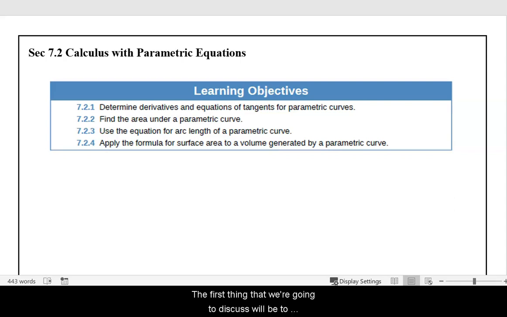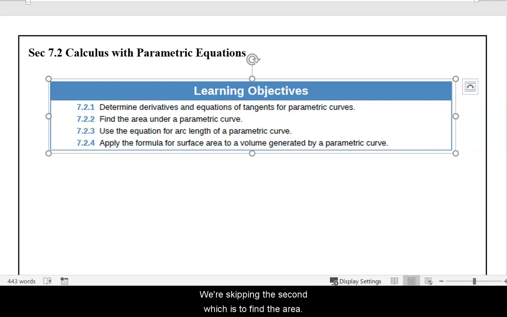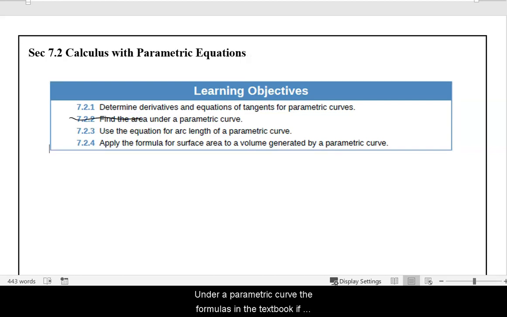The first thing that we're going to discuss will be to determine derivatives and learn how to find the equation of a tangent line for a parametric curve. This is the first learning objective in this section. We're skipping the second, which is to find the area under a parametric curve. The formula is in the textbook if you want to learn about it, but we simply don't have time this semester to study every single topic.